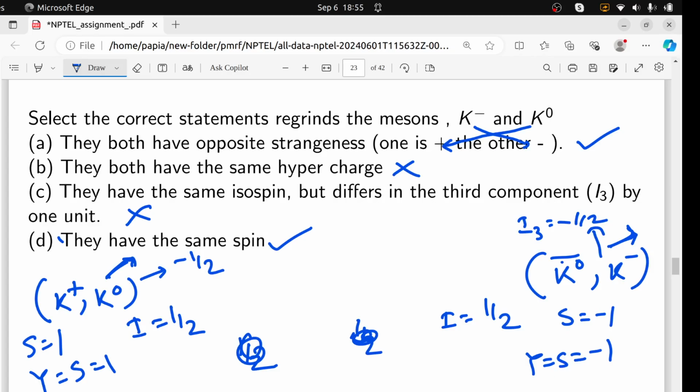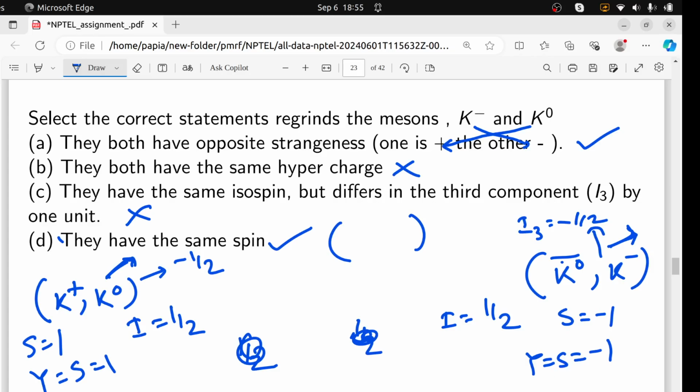So this is a meson. So obviously there will be an integral spin, right? This is not a fermion. This is a meson because it's like u bar, us bar, or something like that. So obviously it will be an integral spin. In the next questions also it is the same thing. So they have the same spin.